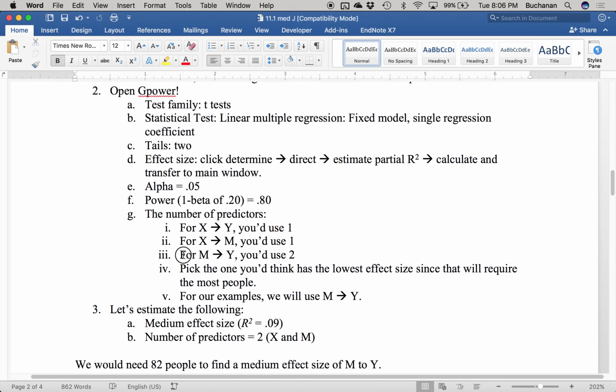Essentially I did M to Y, and I'm going to use 2 predictors because I also have X involved there. If I'm doing either one of these other two, it's only one predictor. And so I've used that as a way to pick the lowest effect size that I'd expect, minus the one I don't expect to be significant.